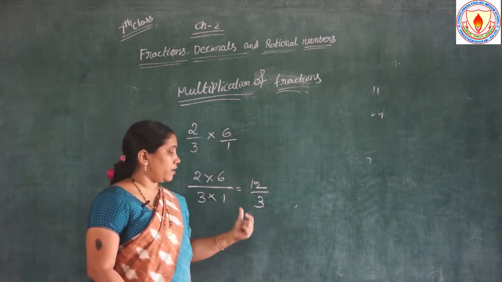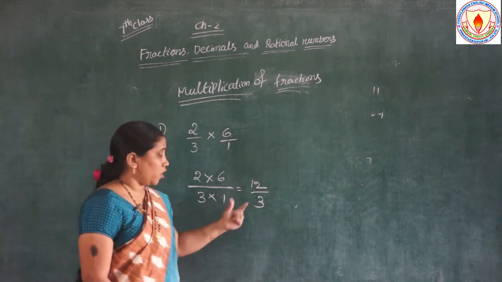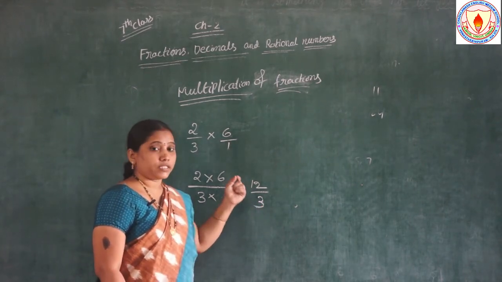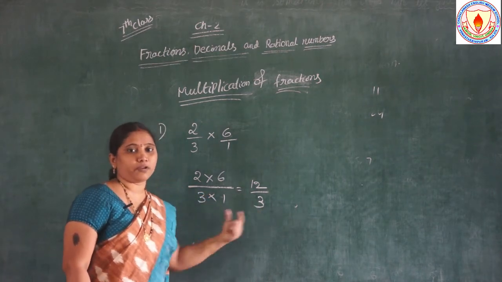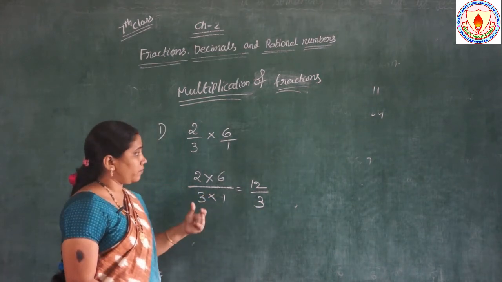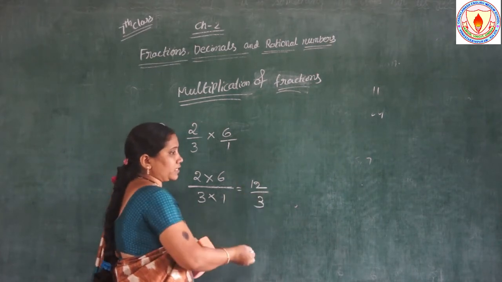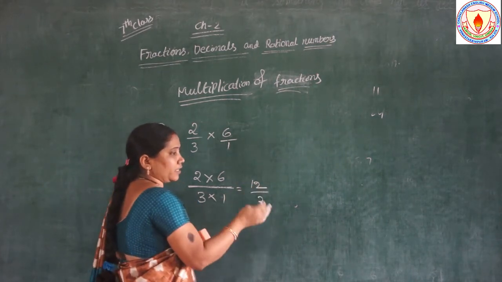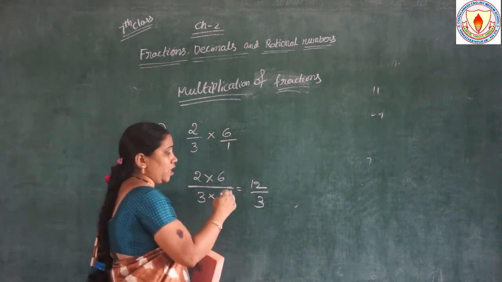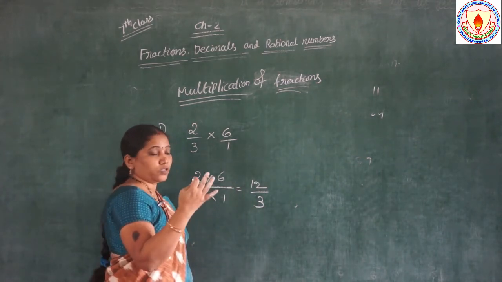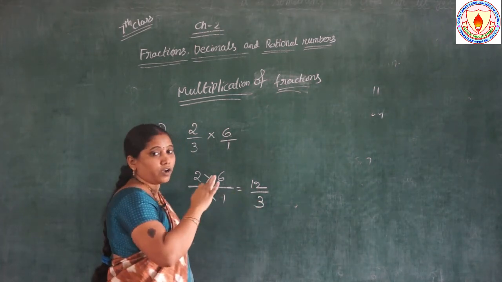But here 12 by 3 is not the exact answer. Why it is not the exact answer means, we have to simplify this fraction into lowest terms. Lowest terms means we can simplify further. How will we do that? So 12 by 3. When we observe these two numbers, 12 and 3 are in the same table. If they are in the same table, that table we have to cancel here. Suppose you take the two table. In the two table, when we check these two numbers, 12 is there but 3 is not there. So we can't use the two table.